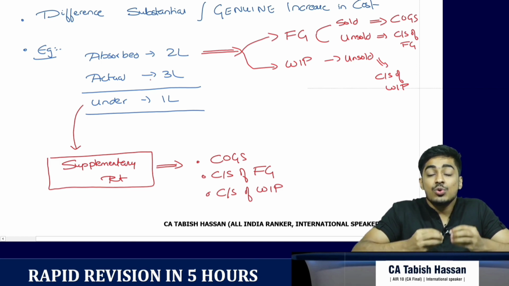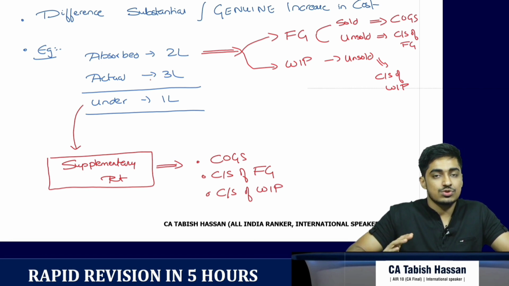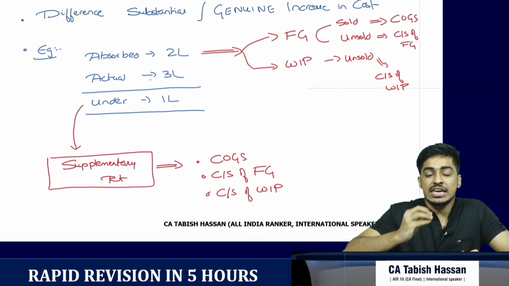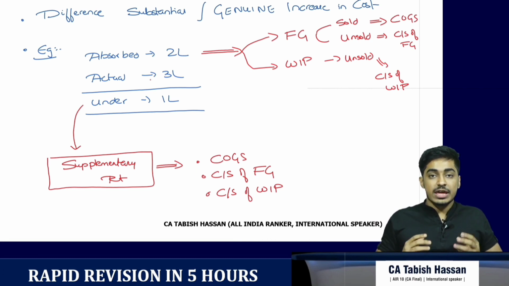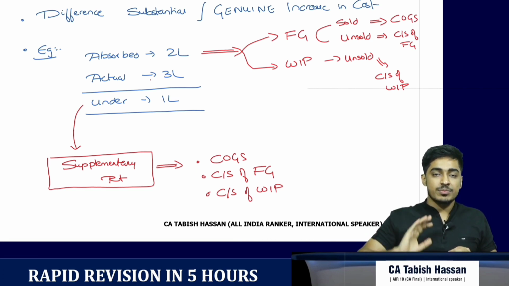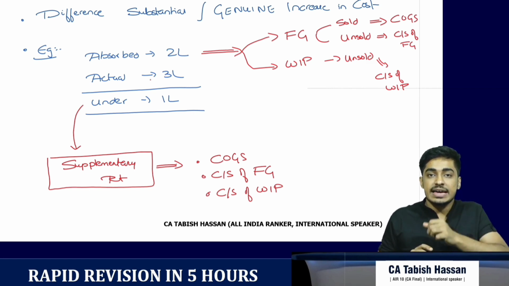Absorbed overhead is 2 lakh. Say for example, how do I absorb? Say I absorb based on labor hours. So for every labor hour, I absorb say 100 rupees. Okay. So labor is working. So for every hour labor is working, I absorb 100 rupees. Clear? So absorbed overhead of 2 lakh rupees. How do I get? Every hour labor is working, I charge.